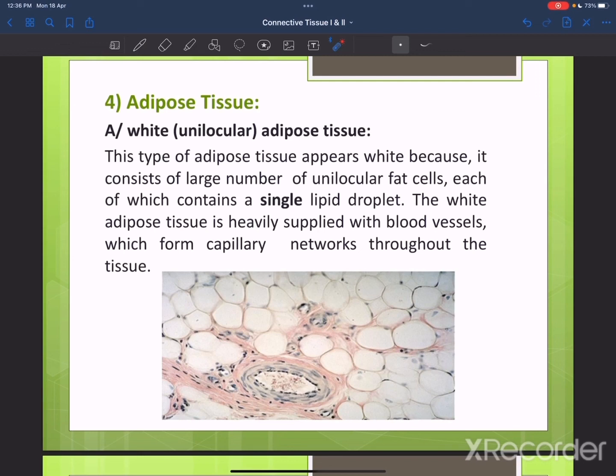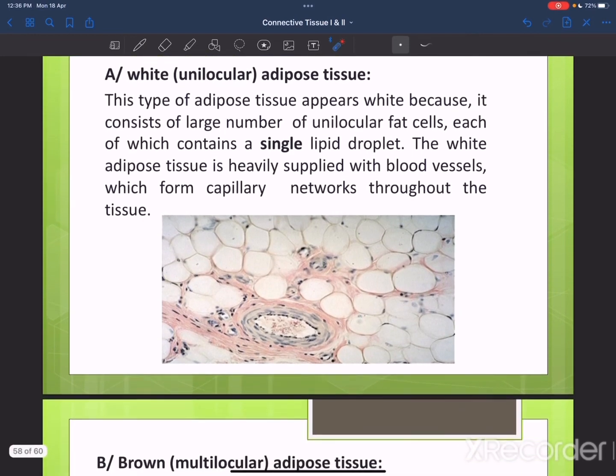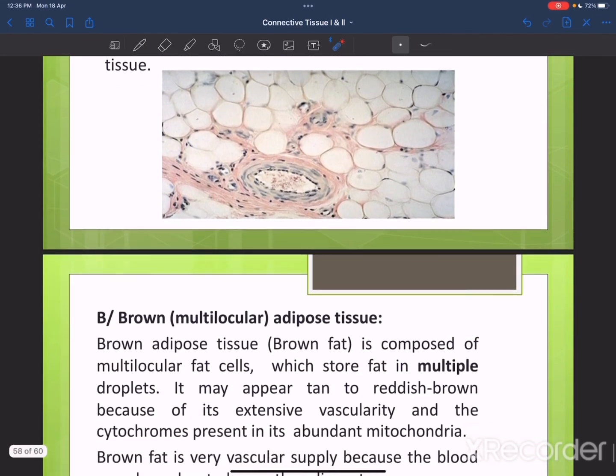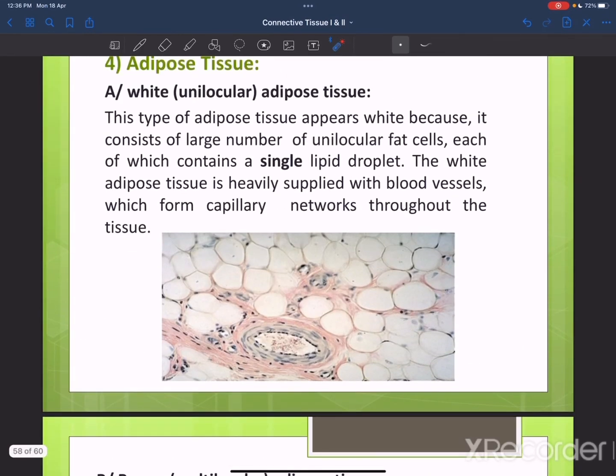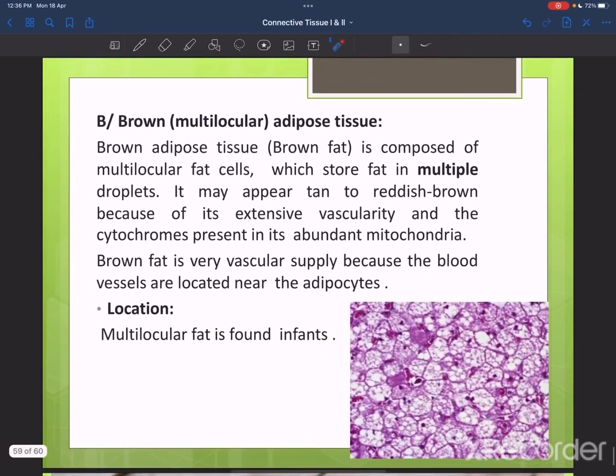The adipose tissue, by the way, in the exam may appear as a slide. You will be asked to identify the slide: which type of tissue do you see? Which type of connective tissue do you see? So you say adipose tissue. Then mention the features or criteria of the cells of this tissue.